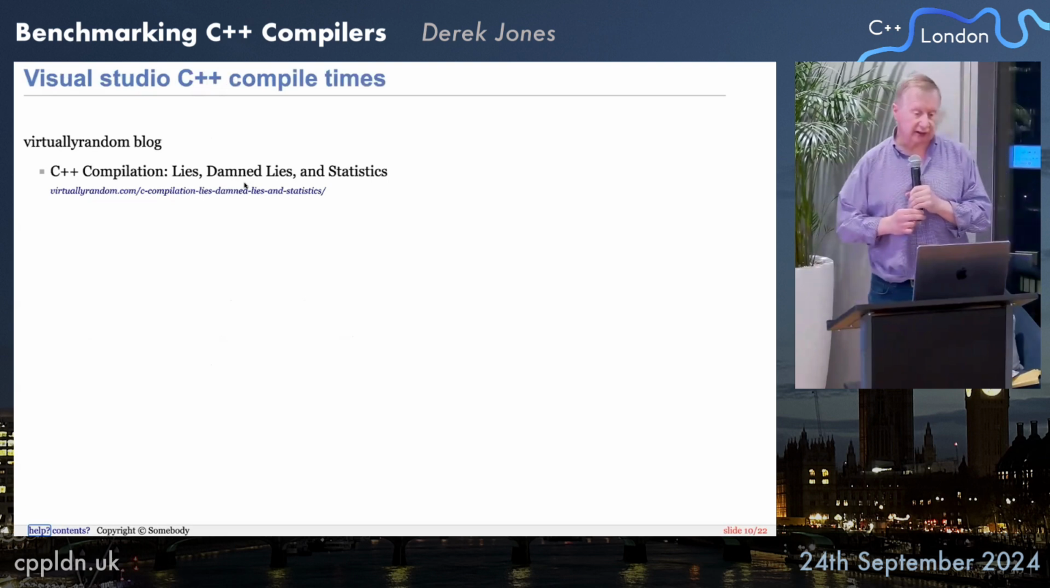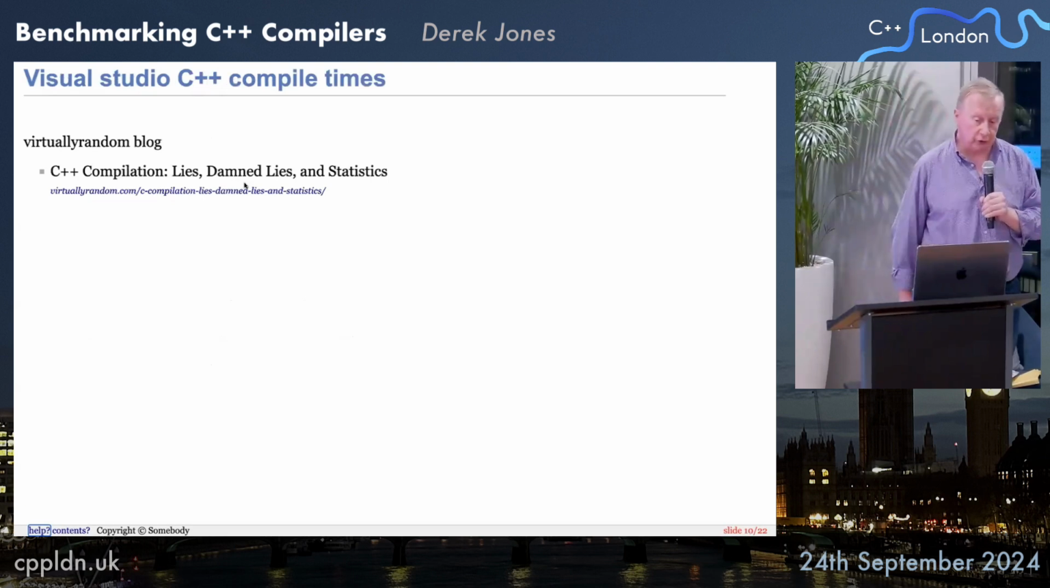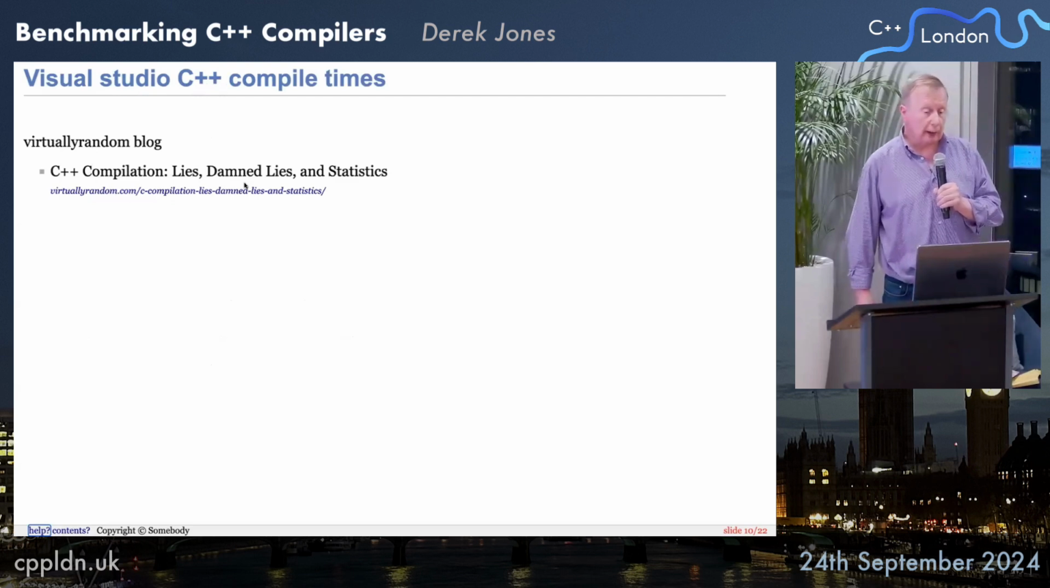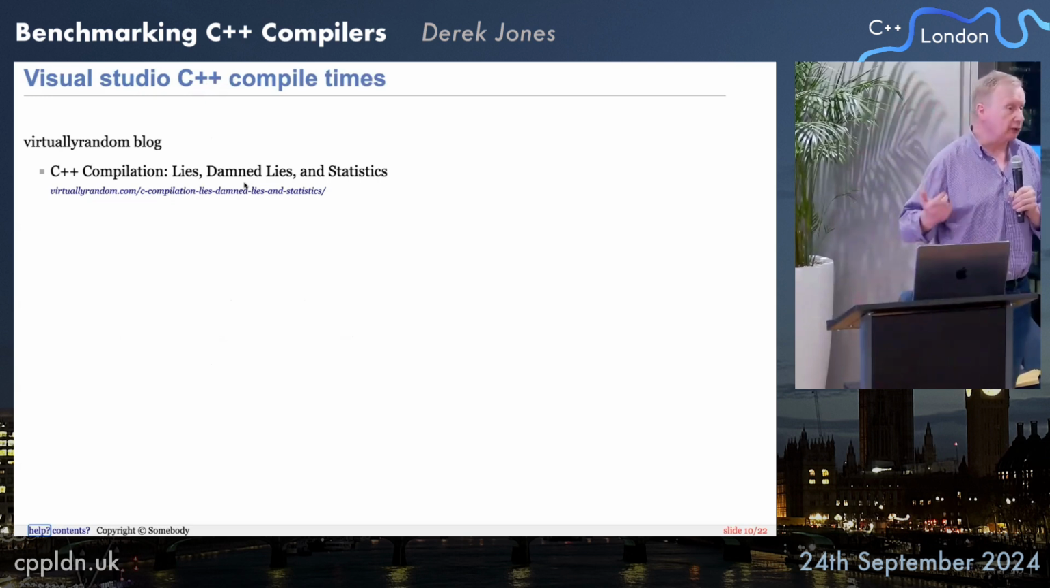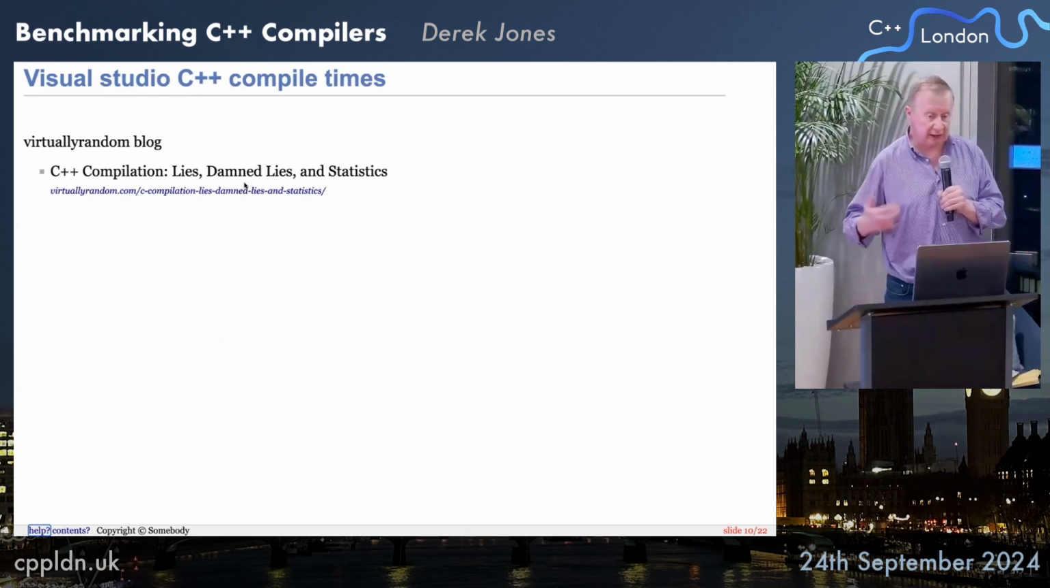Okay, so that was the lightning tour of how to run a benchmark. So compiler benchmarking, people normally think of the quality of the generated code. This talk is actually about compile time. How fast is the compiler?